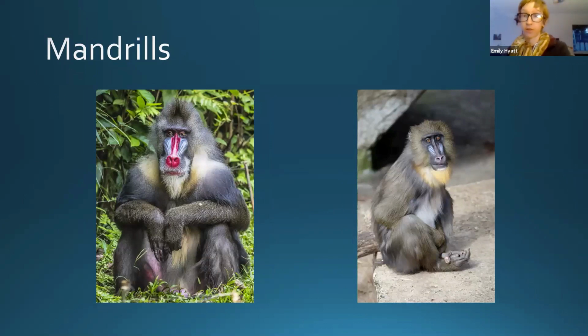Mandrills are also pretty different. They are more colorful, the males. Not only that, they're also larger. So they are attracting females at the same time as they are displaying aggression to other males.